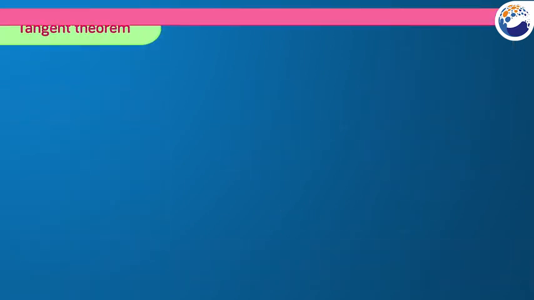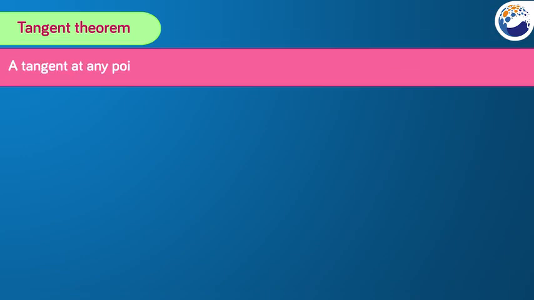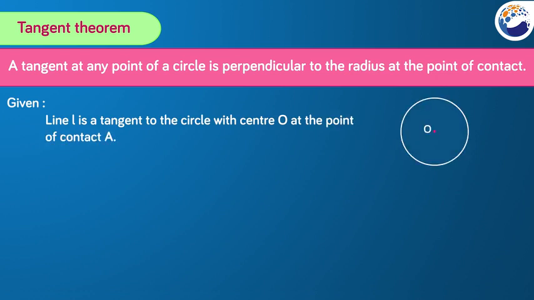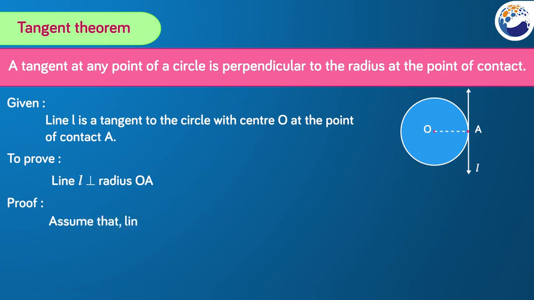Tangent theorem. A tangent at any point of a circle is perpendicular to the radius at the point of contact. Given, line L is the tangent to the circle with center O at the point of contact A. To prove, line L is perpendicular to radius OA. Proof. Assume that line L is not perpendicular to segment OA.